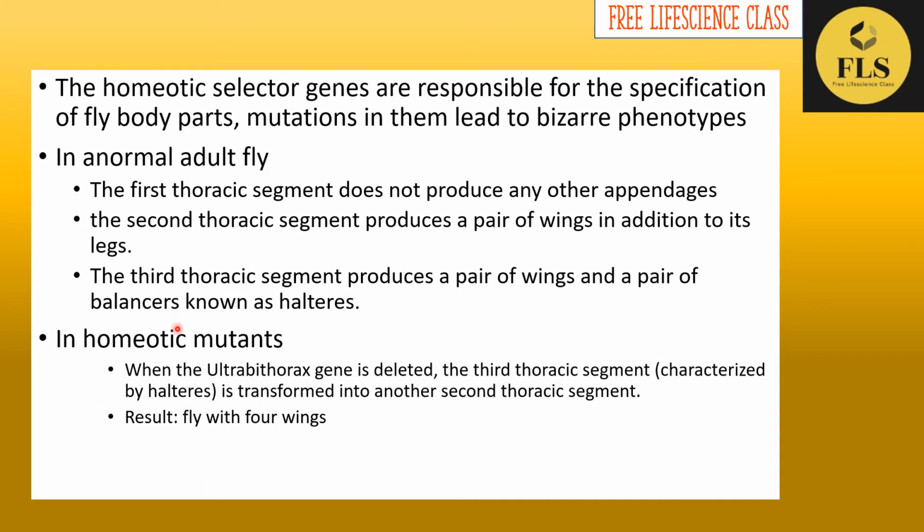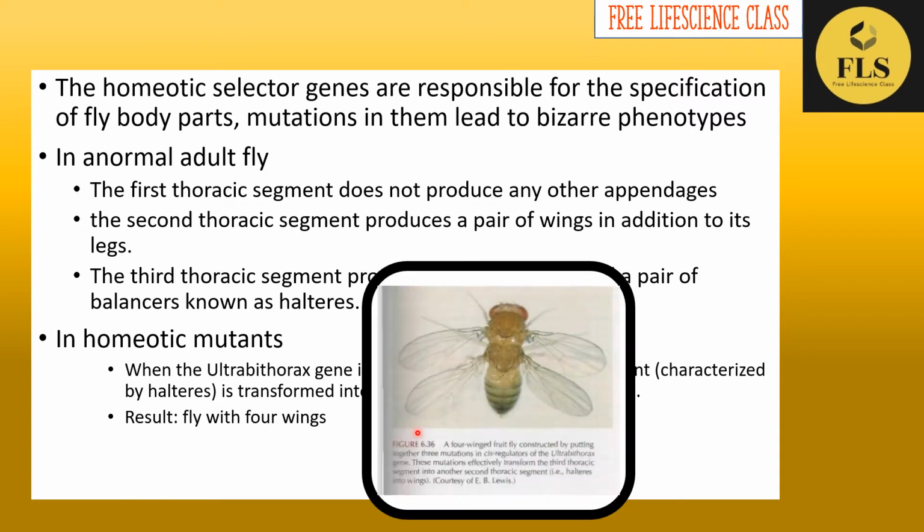In homeotic mutants, when the Ultrabithorax region is deleted, the third thoracic segment, which is characterized by halters, is transformed into another second thoracic segment. That is, the fly will result in four wings. You can see in this picture the fly with four wings. This is an abnormal phenotype, and such an abnormal phenotype we call a bizarre phenotype.